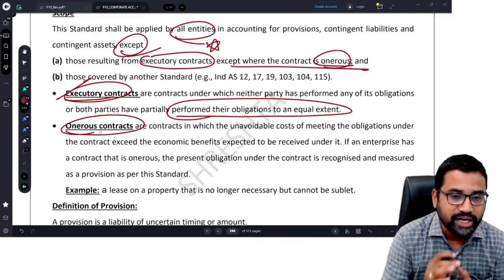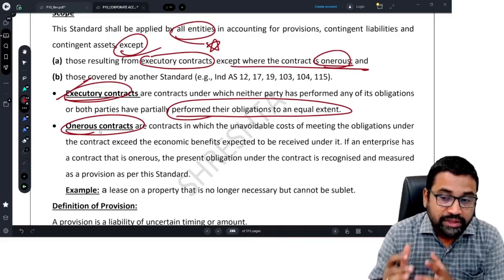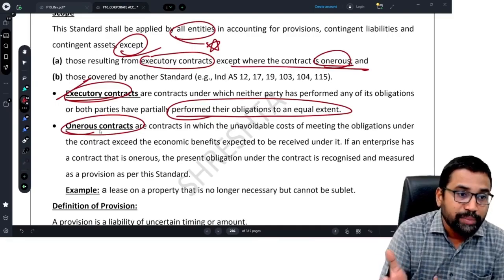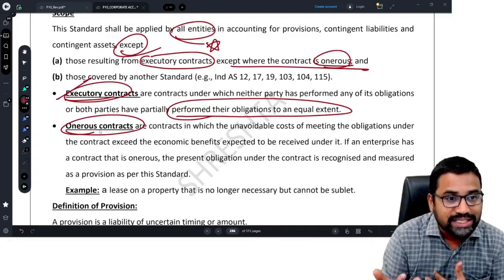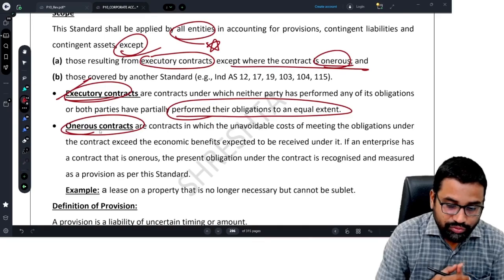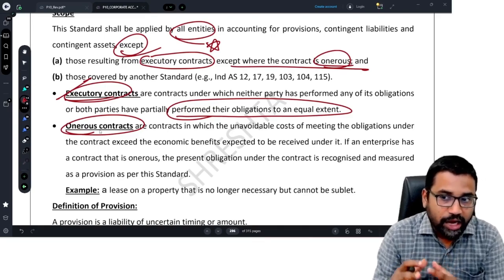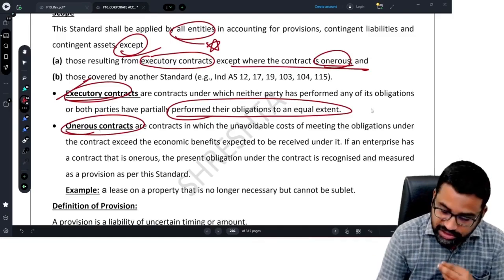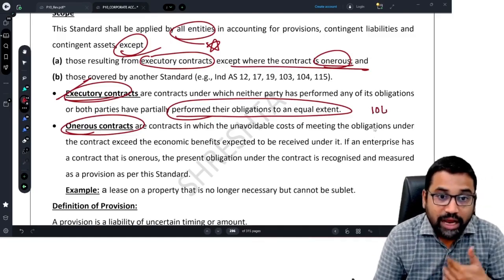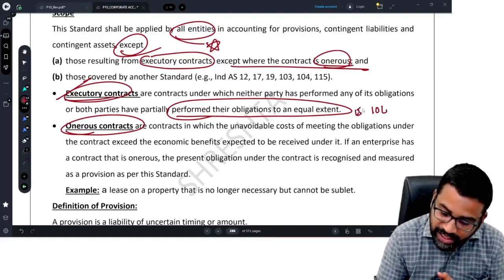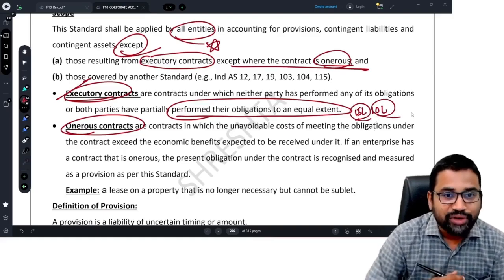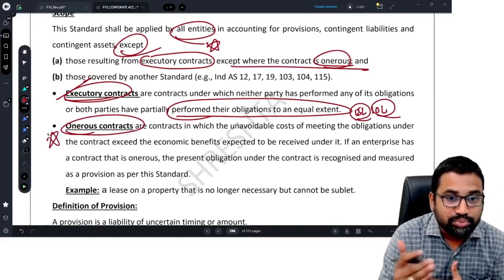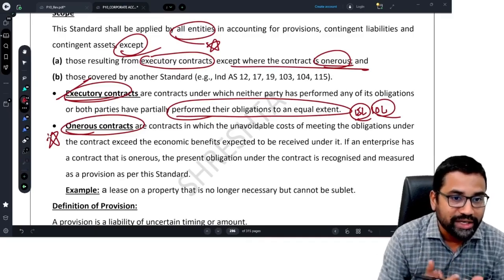Sir, what is this contract onerous in nature? See, simple. The cost of meeting the obligation is more than the benefits we are going to get if the contract is fulfilled. Suppose there is a contract, according to which I need to fulfill certain obligations. If I fulfill the obligations, I will get 10 lakh rupees, but the cost of meeting such obligations is 15 lakh rupees. That type of contract is called an onerous contract. The cost of meeting the obligation is more than the benefits I am going to get.